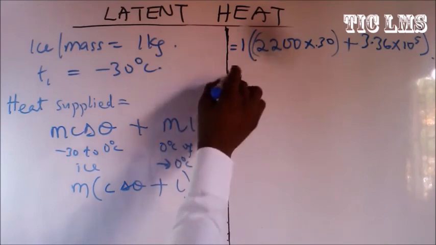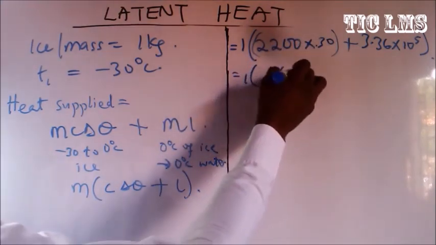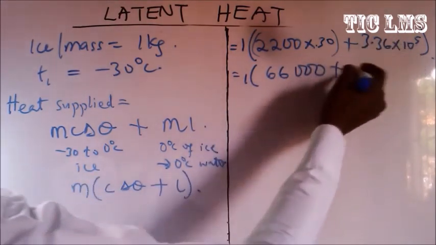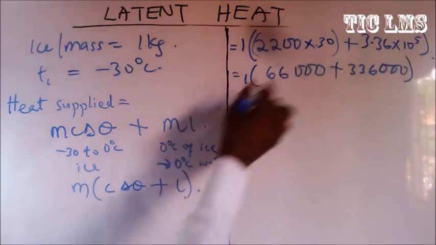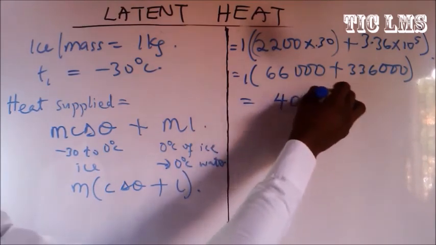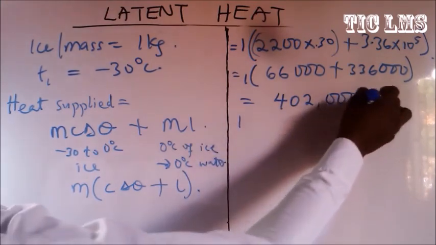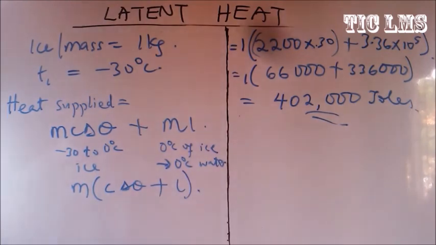Alright, so we have 1 into brackets, this times this, which is 66,000 plus this. This is same thing as 336,000. So when we add this together, we will have 402,000 multiplied by 1. It will still be the same thing. So this is the quantity of heat that will melt this ice from minus 30 degrees Celsius.